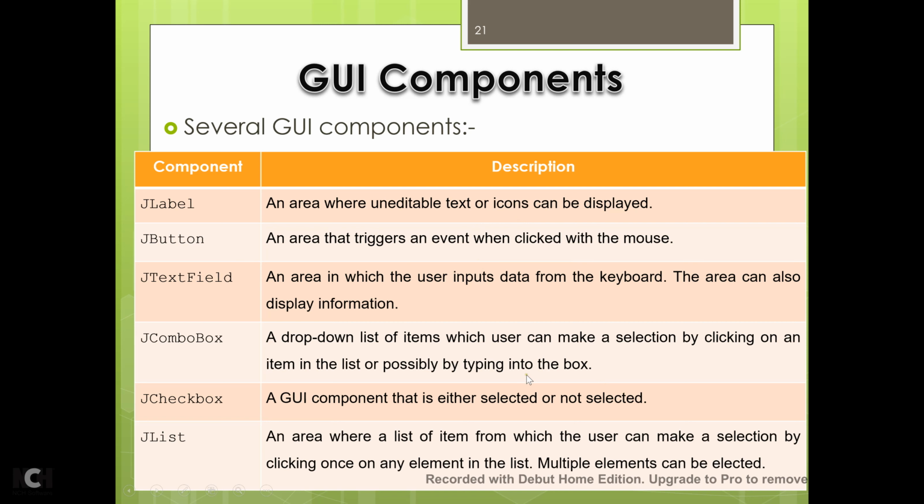Next, about the JTextField, these are single line areas in which text can be entered by the user from the keyboard, or text can simply be displayed. The difference between JTextField and JLabel is that for JLabel, the user cannot type in anything using the keyboard, because JLabel is just to display some text to the user. But for the JTextField, normally we use it to give a space for the user to key in something as an input.